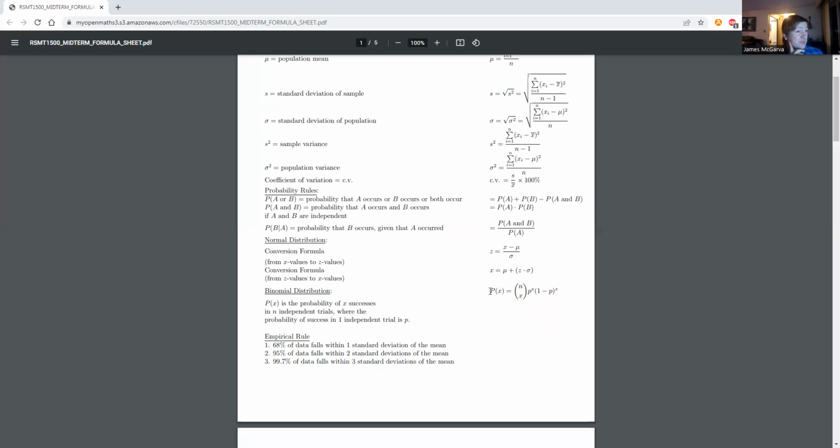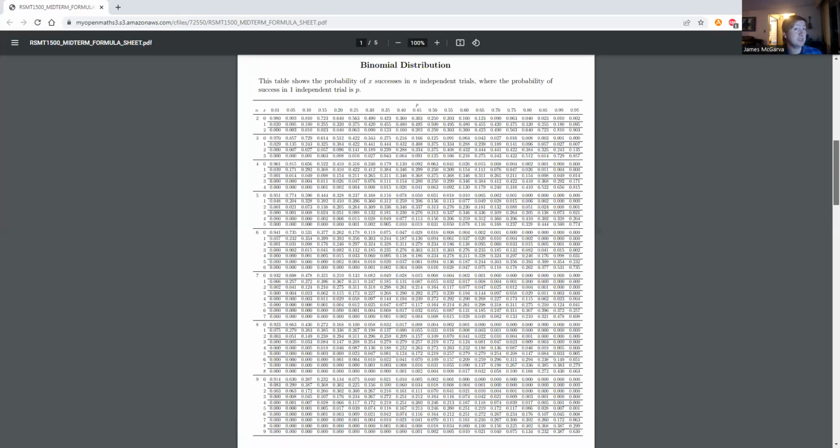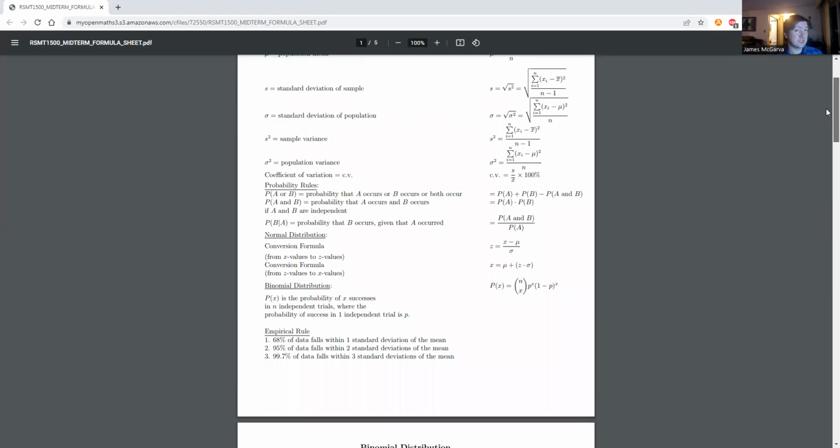Then we have the binomial distribution. You have this formula here. This formula is all good, but we also have tables. We have tables on this sheet for binomial distribution, and you will see how to use these tables in the part 2 recording, where I do a binomial distribution example.